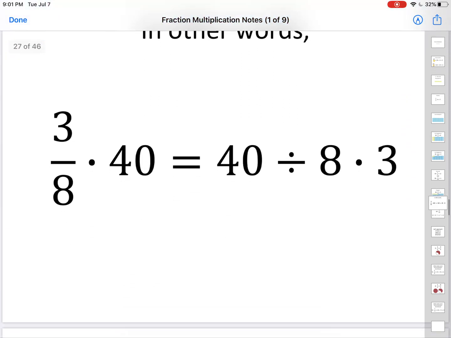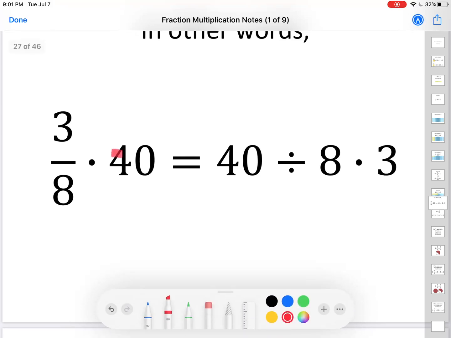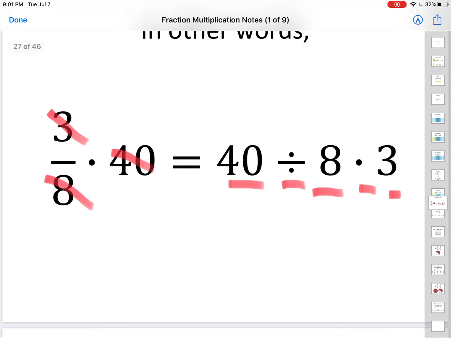In other words, 3/8 times 40 is 40 divided by 8 times 3. Why divide by 8? Because it's in the denominator. It's telling you how many pieces to cut it into. And why multiply by 3? Because that's the numerator. It's telling us how many of those pieces we care about.